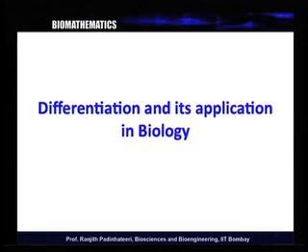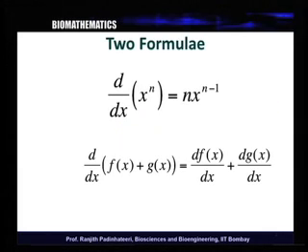Last time we learned two formulae, as you see on the screen. d by dx of x power n is equal to n x power n minus 1. This is the first formula that we learned. Then we learned the second formula, which is the derivative of the sum of two functions, f of x and g of x. If you have the sum f of x plus g of x and find the derivative of the sum, you can find the derivatives of the individual functions and sum them.